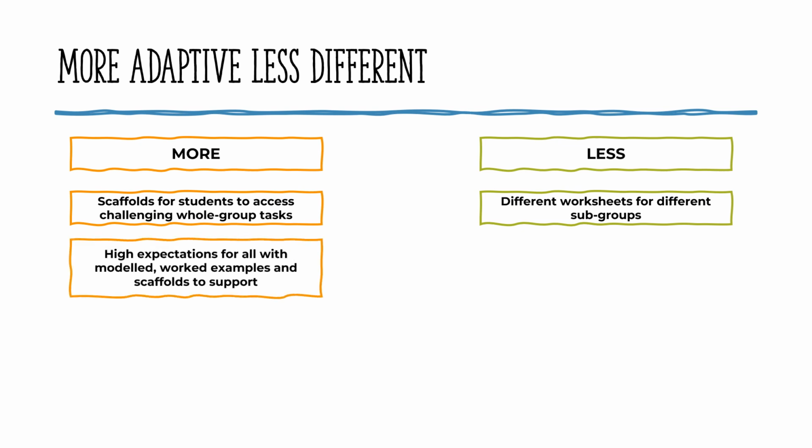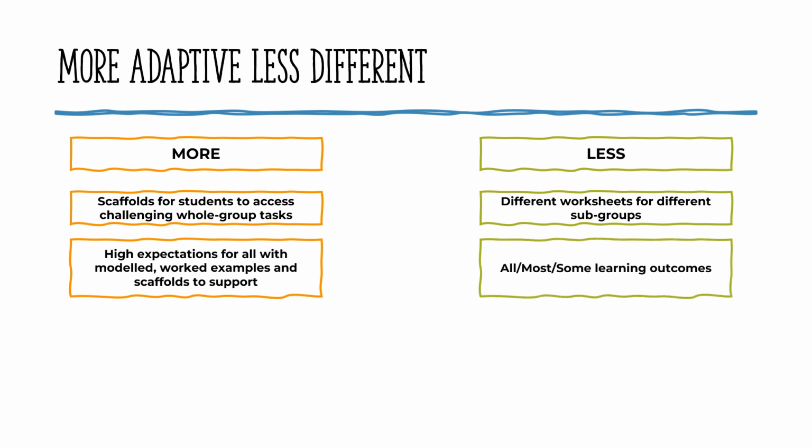We need to make sure that we have high expectations for all of our students in terms of what they can achieve within lessons. So ensuring that we have those modeled worked examples and those different scaffolds to support learning throughout. We need therefore then to do less of and avoid those 'all, most and some' learning outcomes, those things that therefore then become more exclusive than equitable, and actually therefore then saying to children that actually only some of you will be able to access this level of learning.